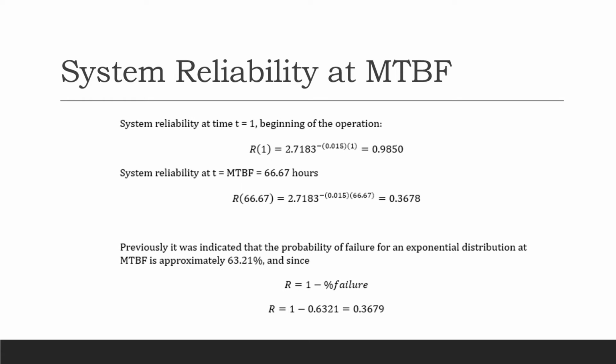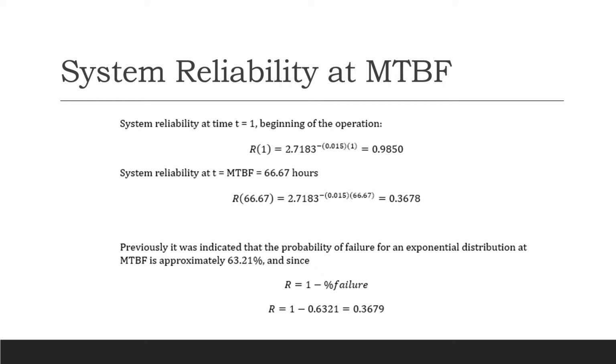So here we have system reliability. Your system is going to fail at the mean time between failure, and we're going to maintain the system by operating it for less than this time. So system reliability at time t equals 1, the beginning of the operation. You have your reliability R, and your time is 1. It can be seconds or hours. In this case, let's just go with hours.